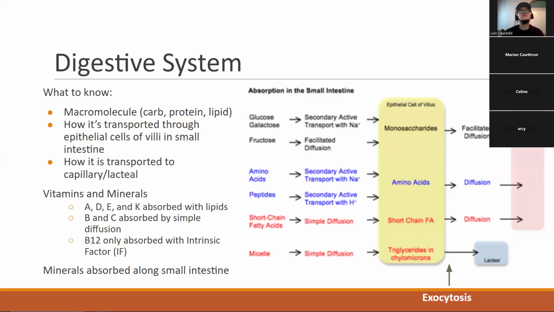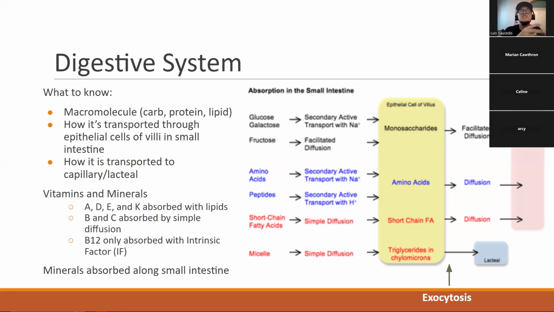So biggest thing for the test, what you should be able to know for this one is know how each of the macromolecules are absorbed through the system in the small intestine specifically. So understanding whether glucose, or carbs, I'll say carbs, goes through the epithelia with secondary active transport, and then it'll be facilitated diffusion into the capillaries.